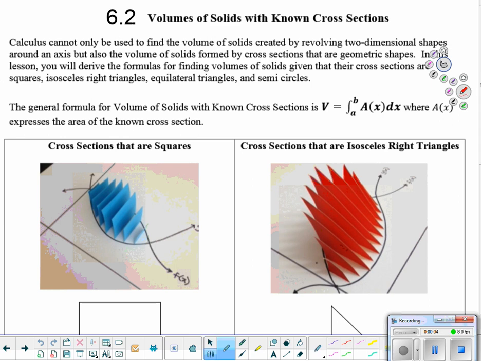Okay, hey, let's look at section 6.2. It's volume of solids with known cross sections. There's a little bit different way to get volumes. What we've known up to this point is we revolved a shape around an axis.